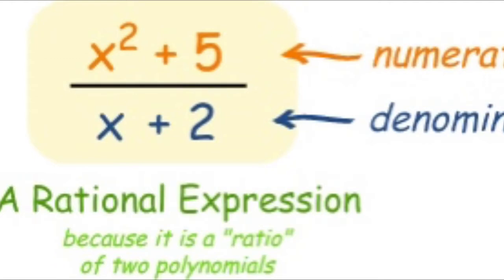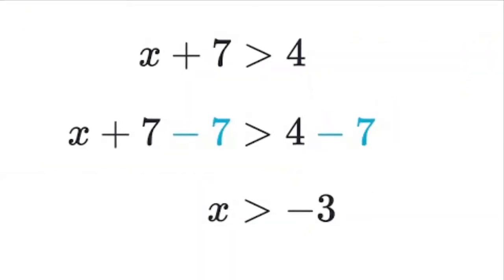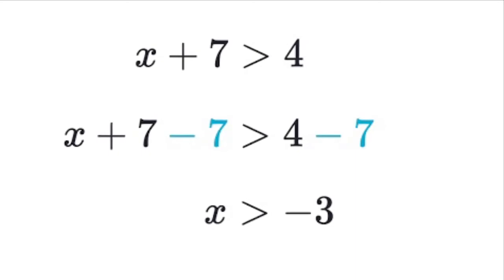This is a rational expression, because it is a ratio of two polynomials. It has a numerator and a denominator. These are inequalities. This is what they are.